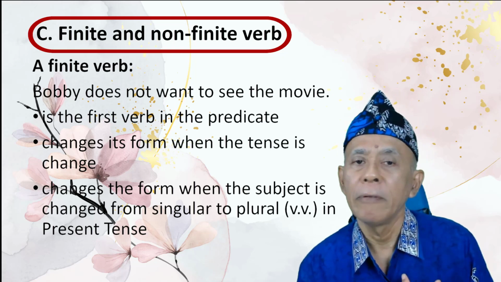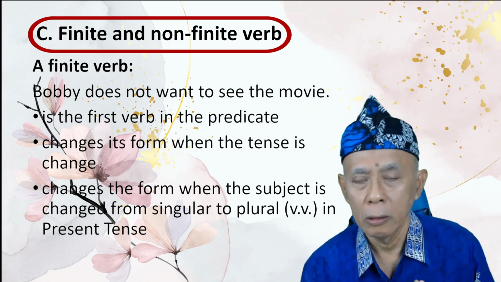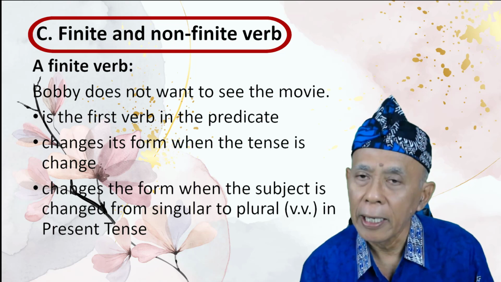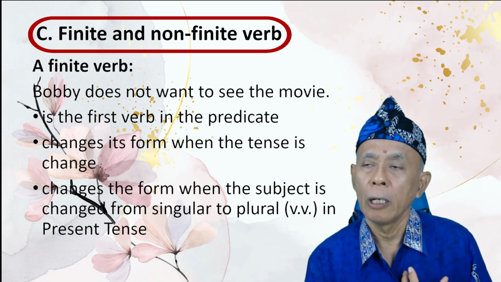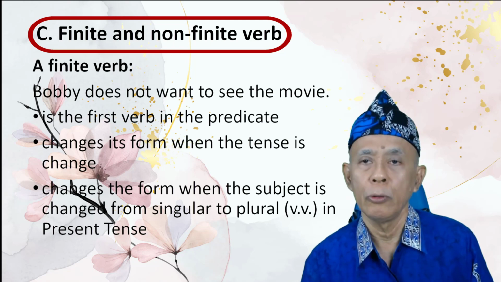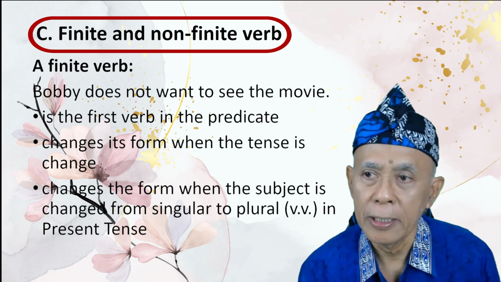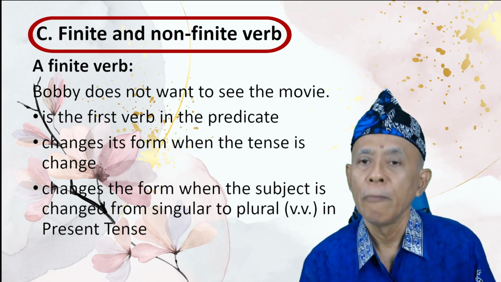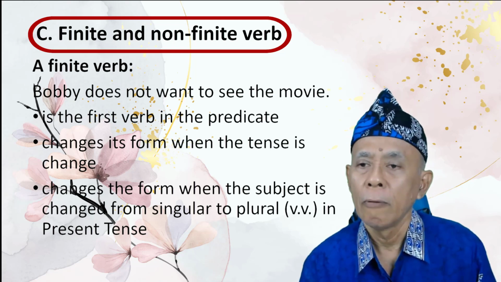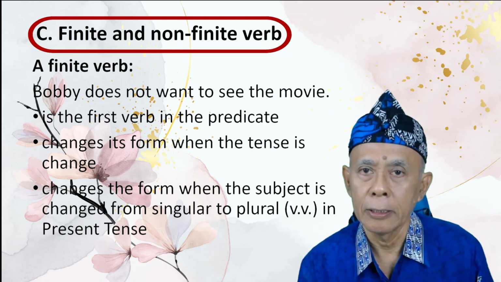If we have a plural subject, for example, they, then we do not say they doesn't, but we say they don't want to see the movie. So the third characteristic of a finite verb is that it changes form when the subject is changed from singular to plural or vice versa in present tense.